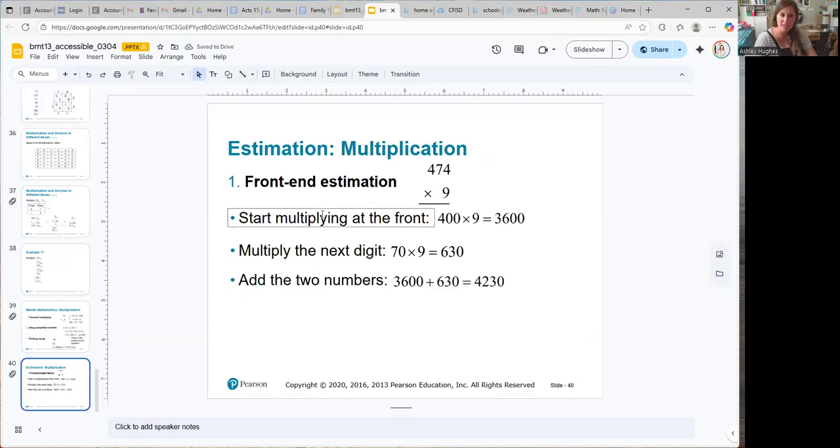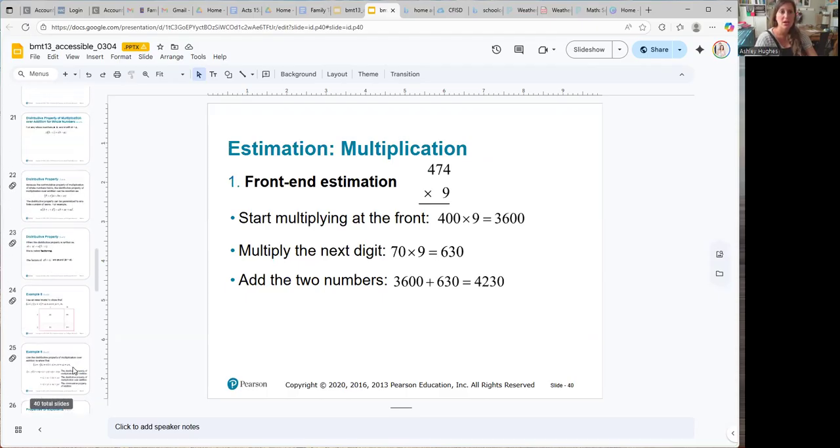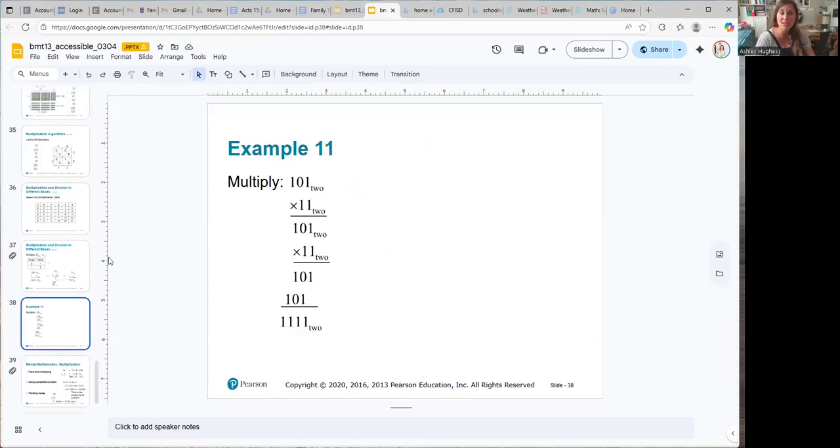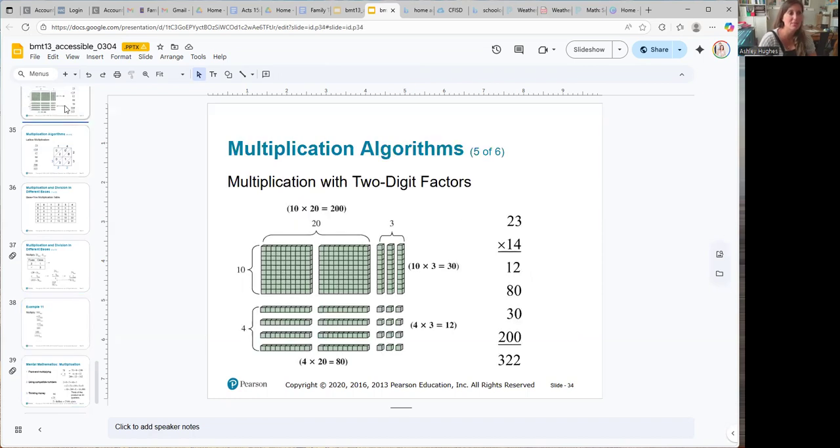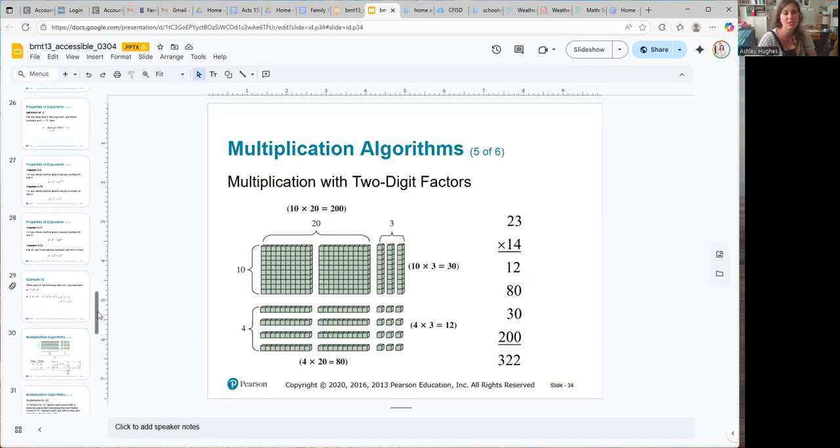This is estimating. So that's 400 times 9, 70 times 9. And so they just left out the ones place there. All right, so that's some different high level ways to think about multiplication when you're presenting it to your students.